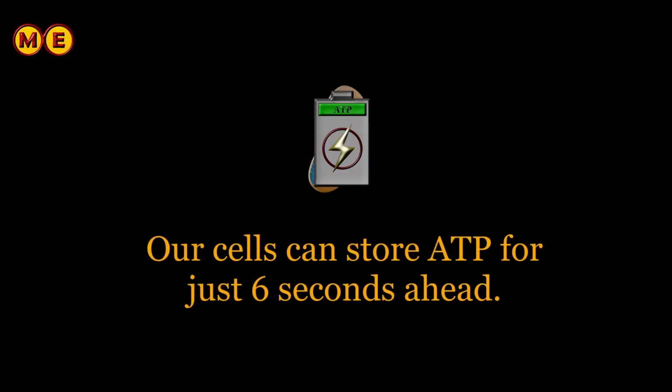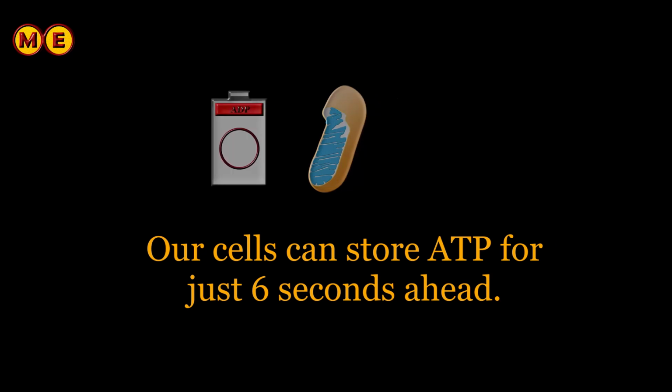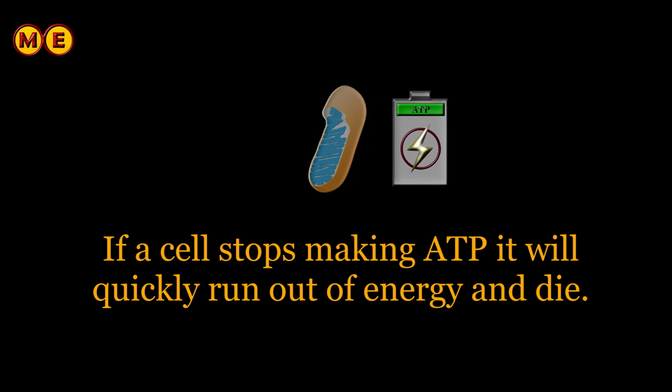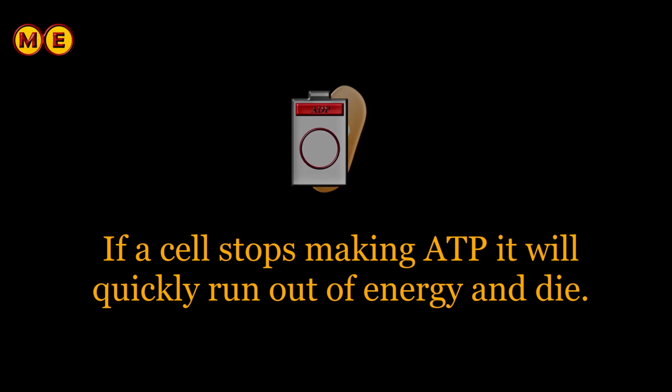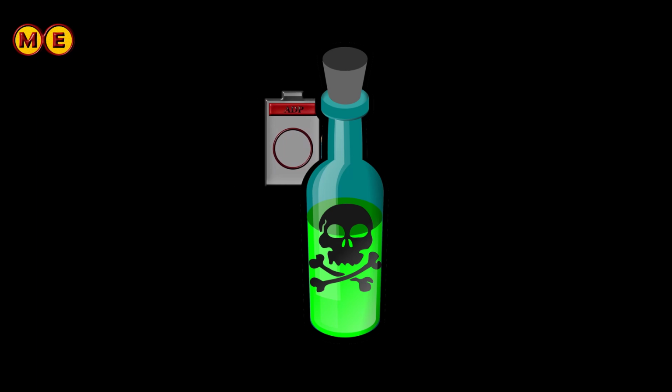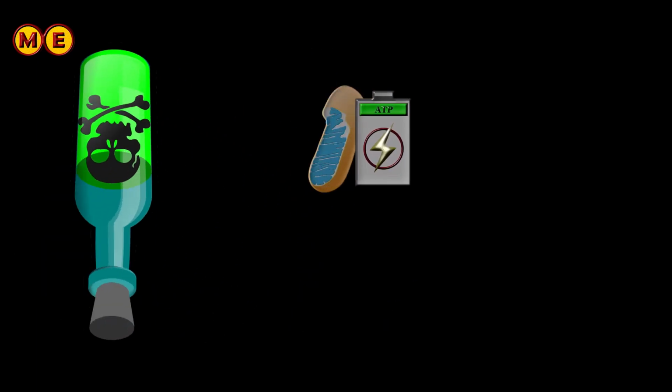In fact, our cells can store ATP for just 6 seconds ahead. And if the cell stops making ATP, it will quickly run out of energy and die. This is how some poisons like cyanide work. They stop the ATP production chain in the cells, and that comes in less than a minute.